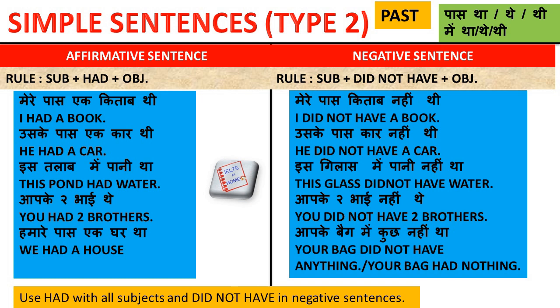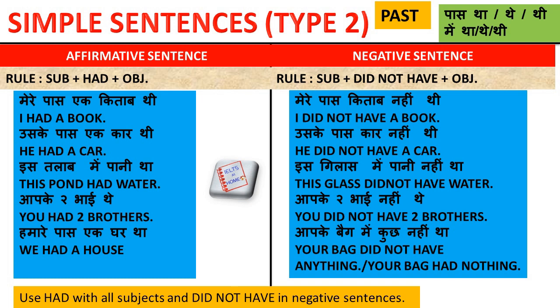So here we are just using did not have in the negative sentence. मेरे पास किताब नहीं थी. I did not have, according to the rule of simple sentence past, and then the object a book. उसके पास कार नहीं थी. He did not have a car. इस गिलास में पानी नहीं था. This glass did not have water.